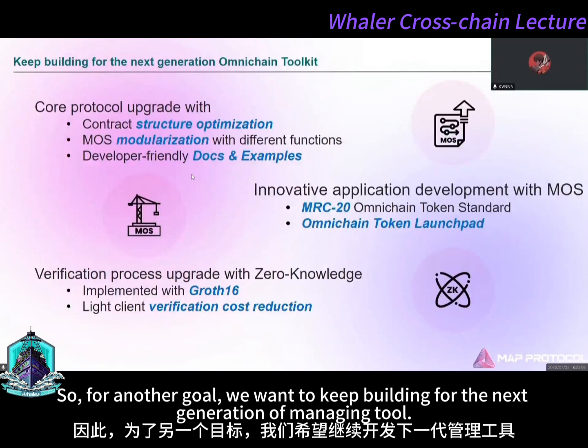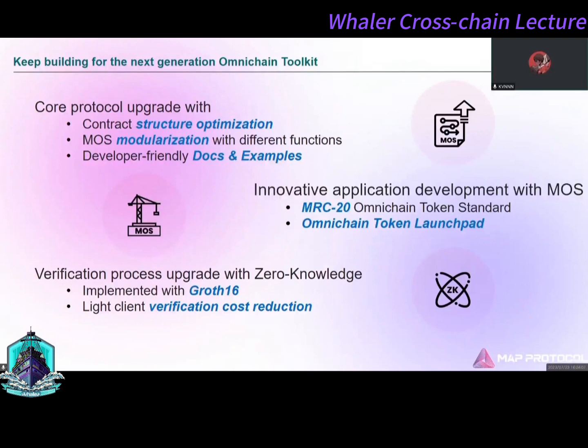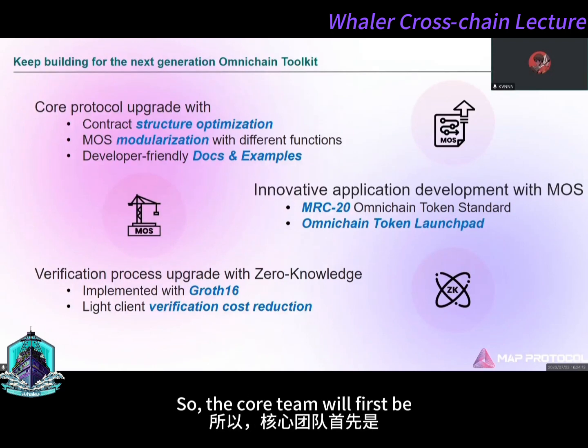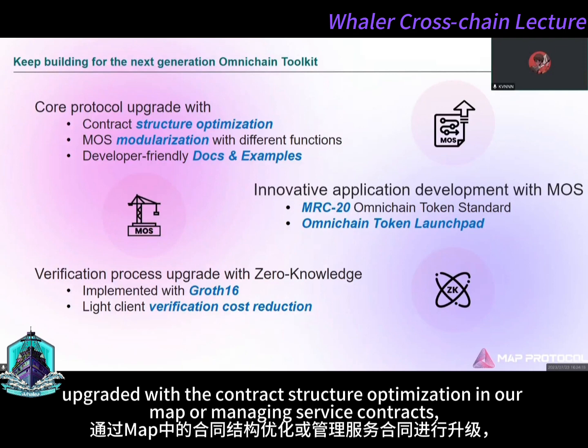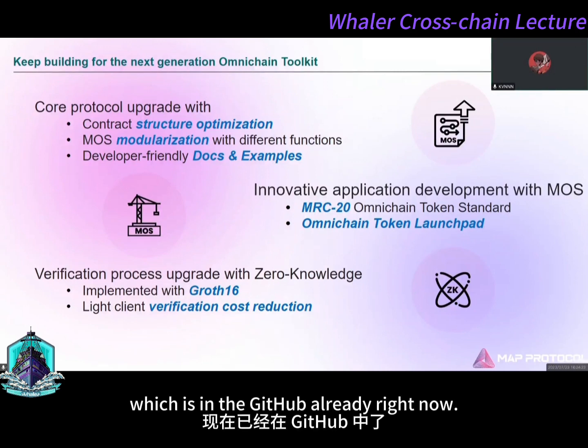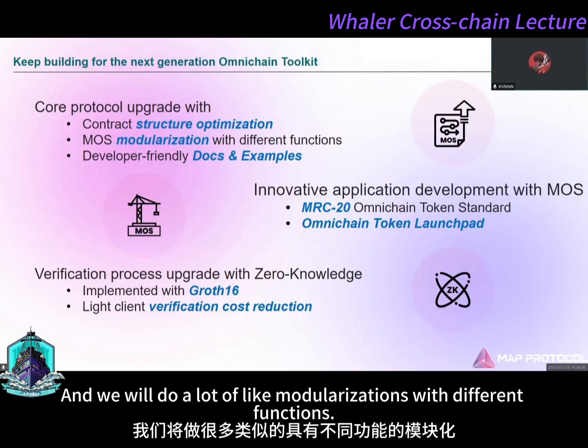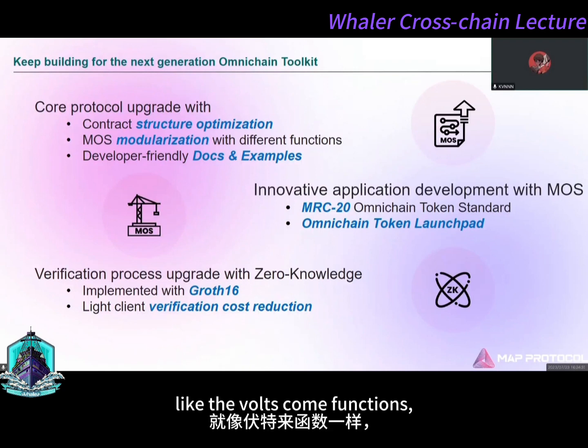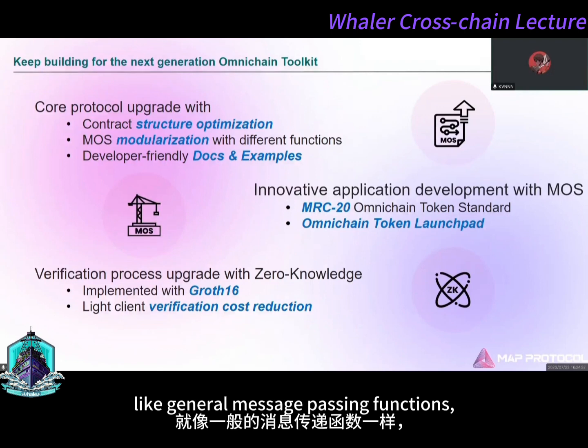Another goal we want to achieve is to keep building the next generation of Omnichain tools. The core team will first upgrade the contract structure optimization in our Map Omnichain service contracts, which is in the GitHub already right now. And we will do a lot of modularization with different functions, for example, the vault function, staking, and cross-chain general message passing functions.